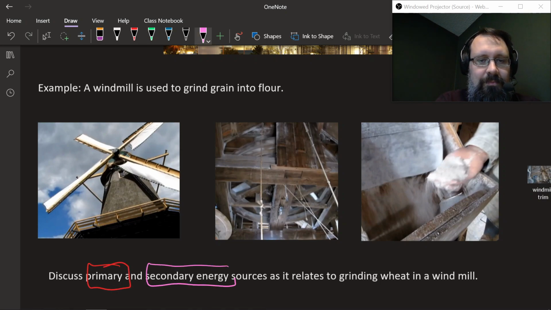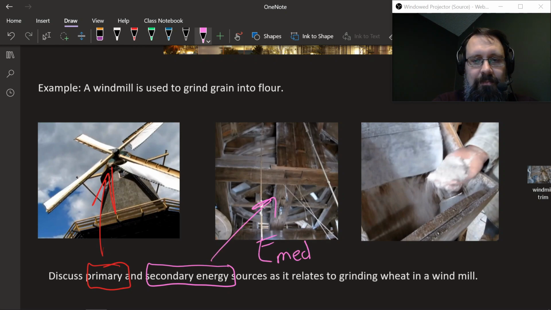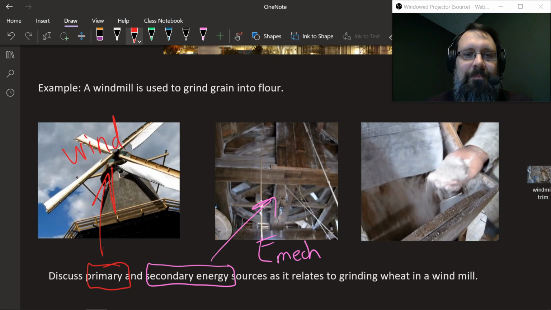What would the secondary be though? I think it's just the mechanical energy, right? It sort of goes back to the secondary energy being what we use and the primary energy being the thing that we get the secondary energy from. Yeah, you guys nailed it.